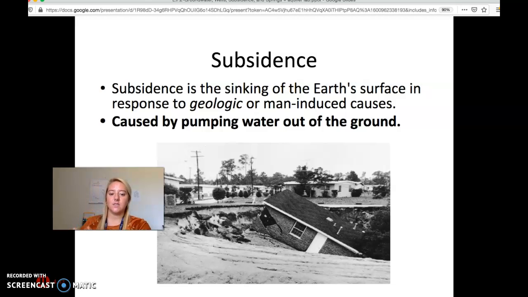There you go, subsidence. It's the sinking of the Earth's surface in response to geological or man-made induced causes. So this would be like a sinkhole, right? Sometimes this can happen just because there was some kind of geological event, maybe an earthquake, and it caused it to happen. Other times, if we take the water out, the soil molecules in between have a chance to rearrange themselves, maybe get a little closer, mix a little bit more, eventually causing a sink, right? So you could sink right down into the ground. That's what happened with this house in the picture right here.